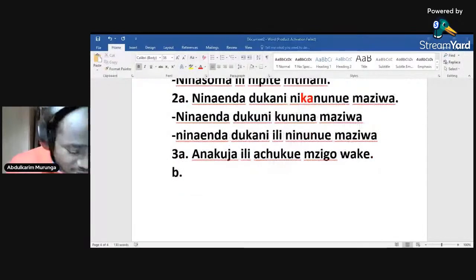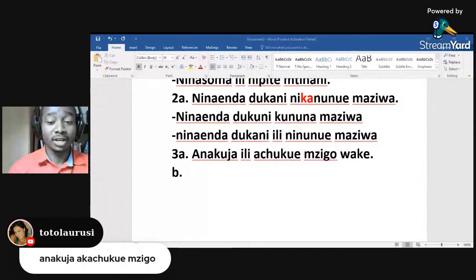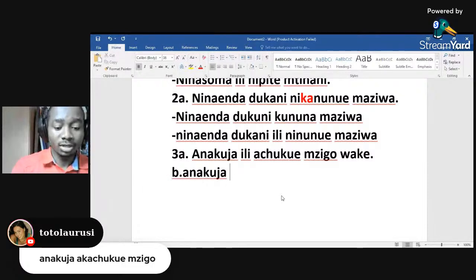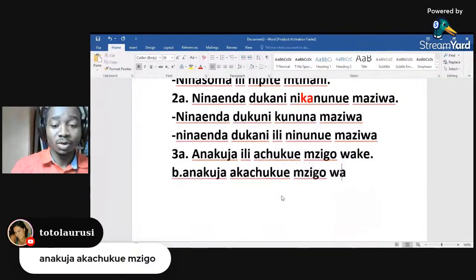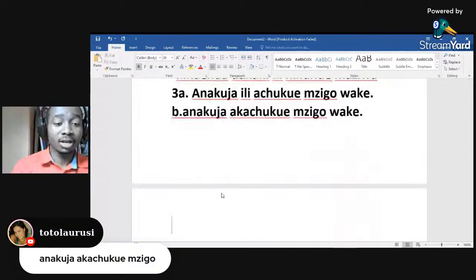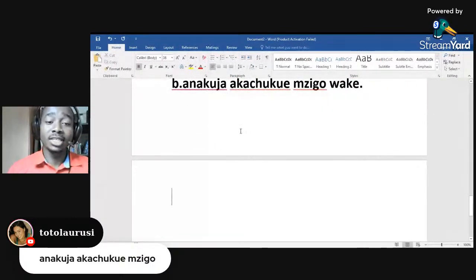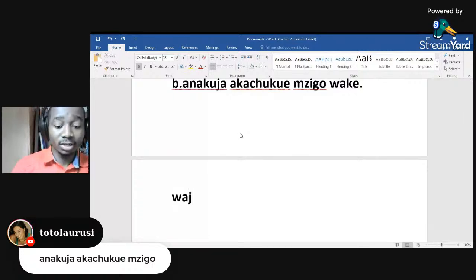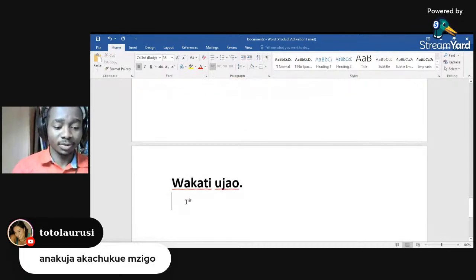Okay. Anakuja akachukue mzigo wake. Vizuri sana. Anakuja akachukue mzigo wake. So in the future tense also it's used the same way like this. So just the first one will be in the future and the second one will be that ka. Wakati ujao.